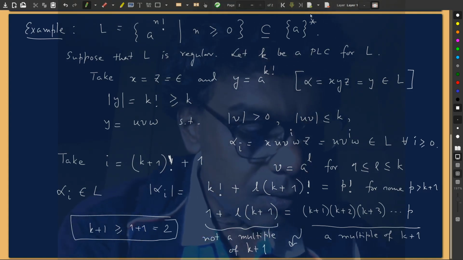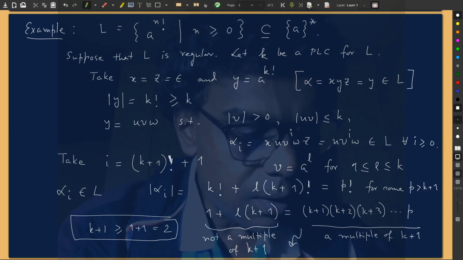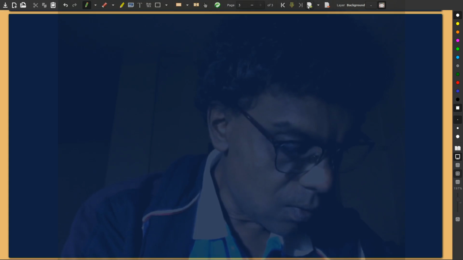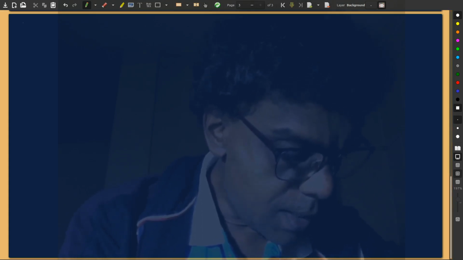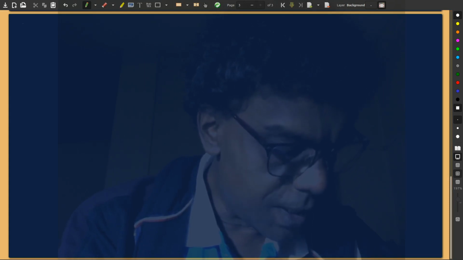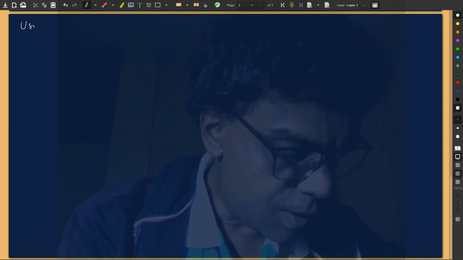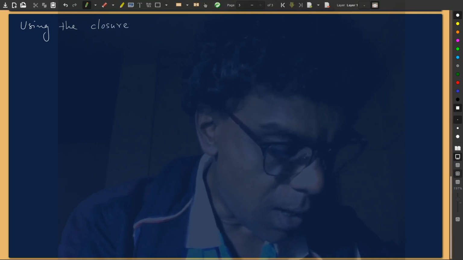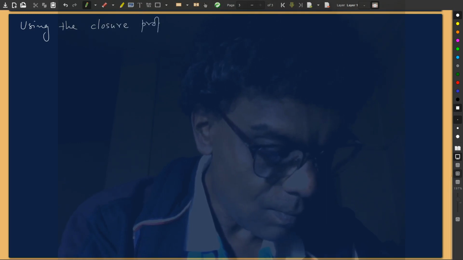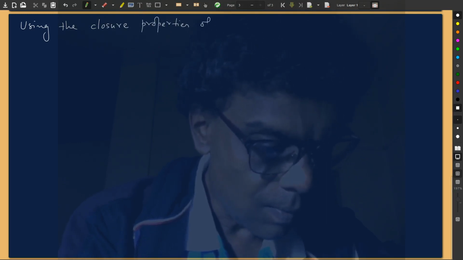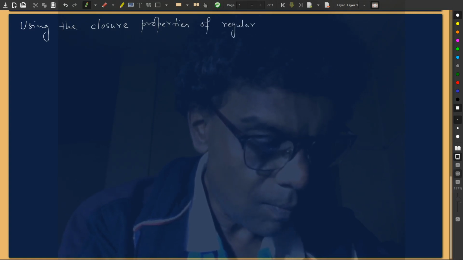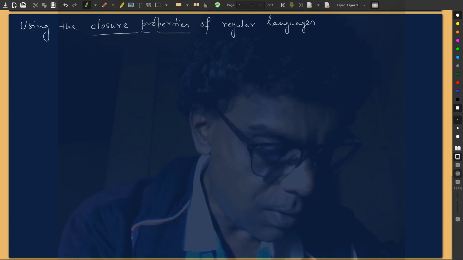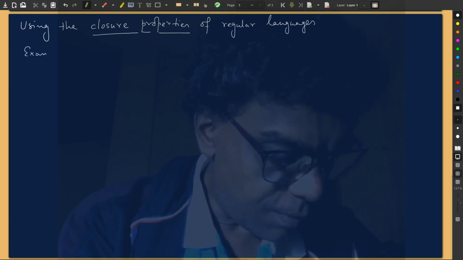There are several other proofs, but we will study a few in tutorial exercises. So for the moment, I will tell you a trick about using the closure properties of regular languages to prove some non-regularity results. Closure properties, so this is important. Maybe I start with this example first.